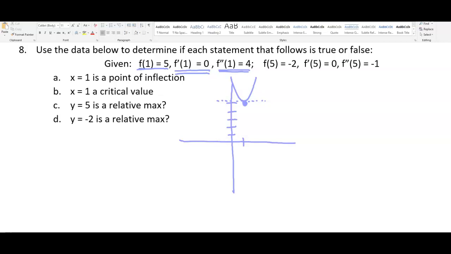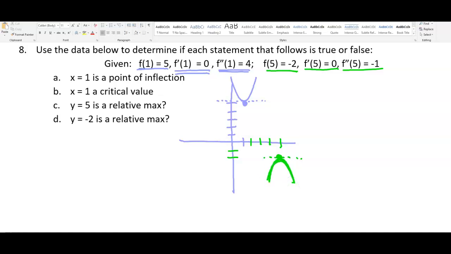Okay? So now I'm going to do another one. For this one, it says f of 5 is negative 2. F prime of 5 is 0, so once again we have another horizontal tangent line, which means it's a min or a max. And then here we have f double prime of 5 is negative 1, so that means it's concave down at that point.